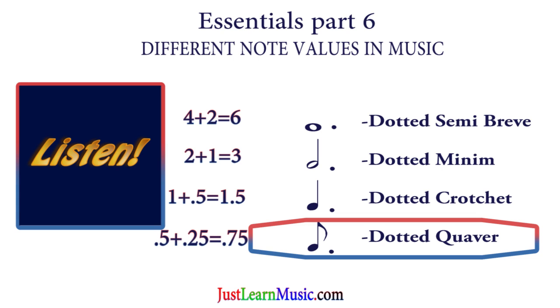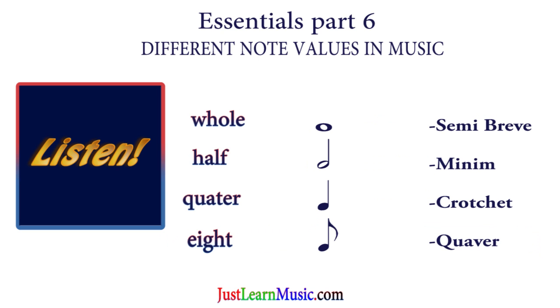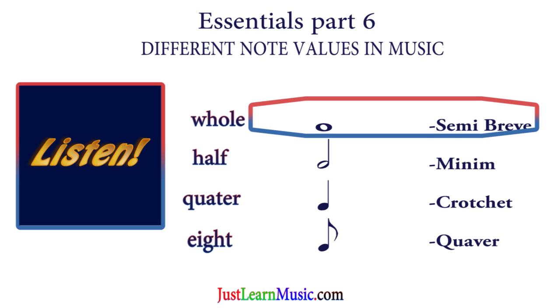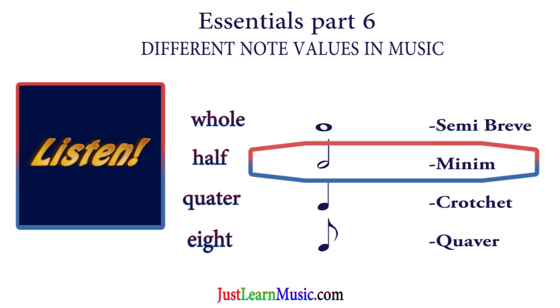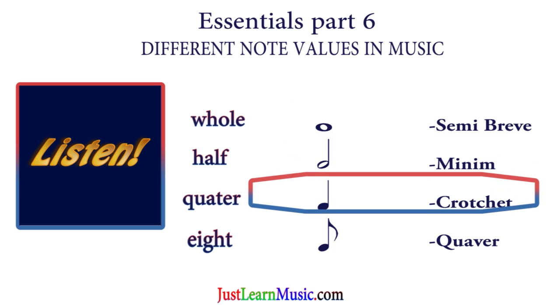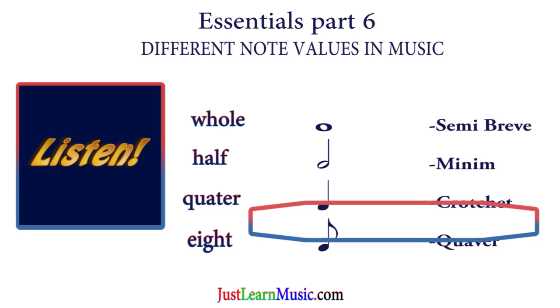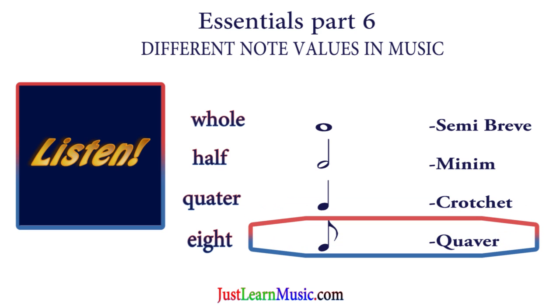Notes are also named differently besides semibreve, minim, quavers and crotchets. In America, they have a fractional numbering system. A semibreve is called a whole note. A minim is called a half note. A crotchet is called a quarter note, whereas a quaver is called an 1/8 note.